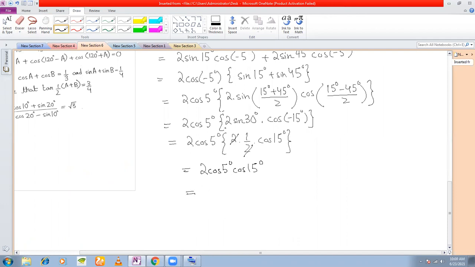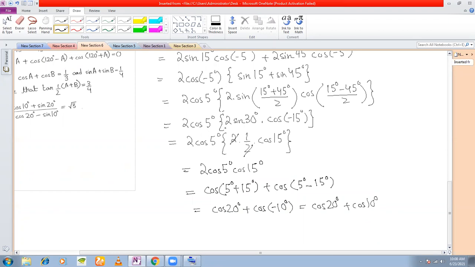Now you change this to a sum once again. This is the product of two trigonometric functions, right? You change this to a sum. What is the formula? Cos A cos B: cos A plus B plus cos A minus B. Right? So what are you getting? Cos 20 degree plus cos minus 10 degree, which is equal to cos 20 degree plus cos 10 degree.